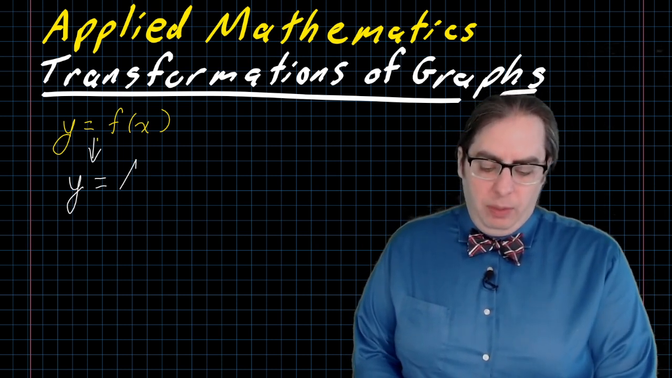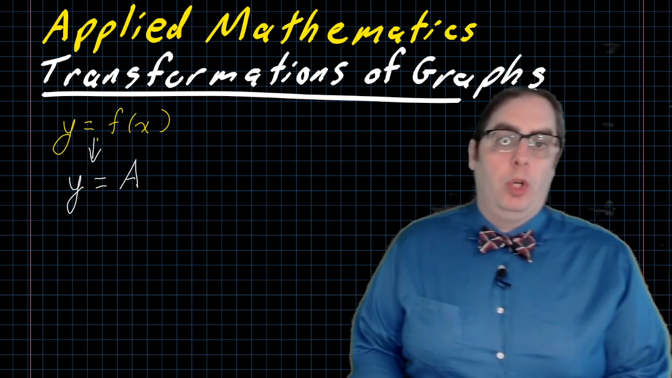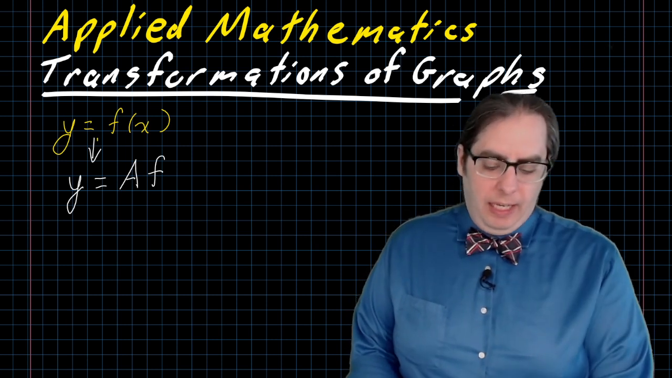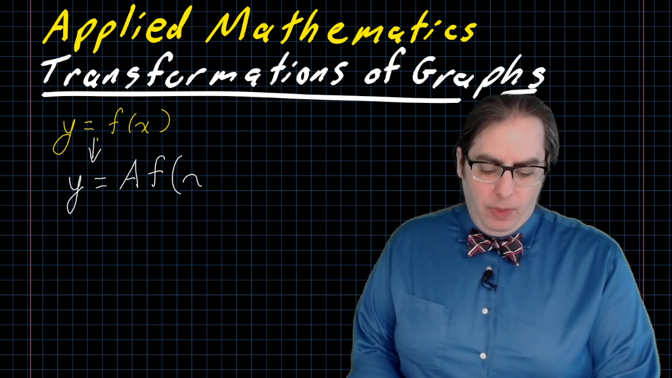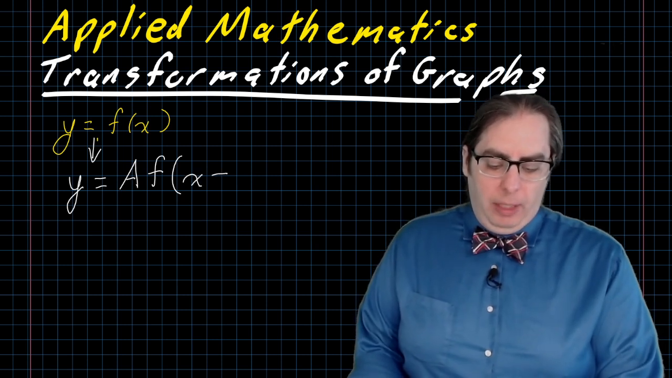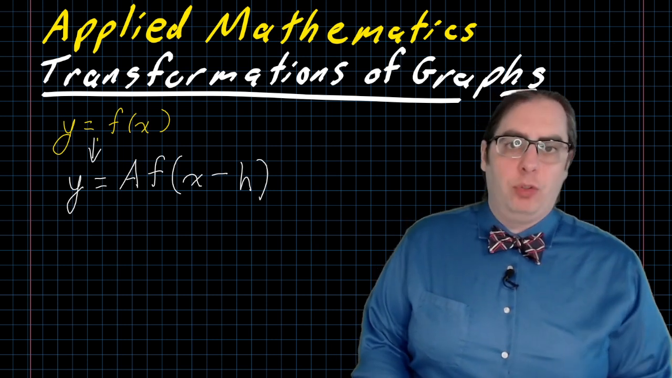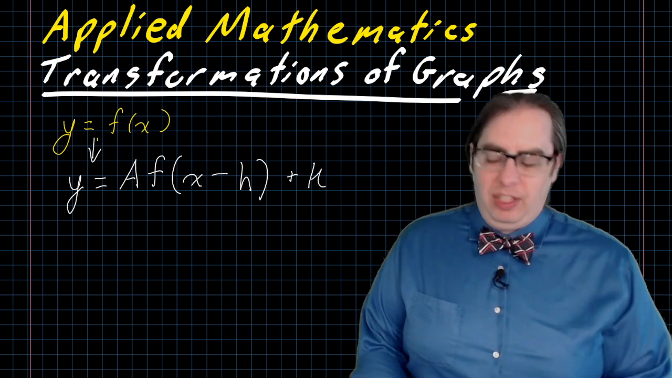And specifically, we're going to look at three ways we can change the function. We're going to multiply in front, a times f of x. We're going to add or subtract inside. Traditionally, this takes the form of x minus h, and then we're going to add or subtract outside. Generally, we write plus k here.